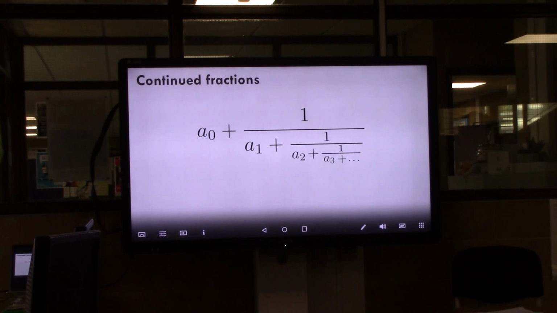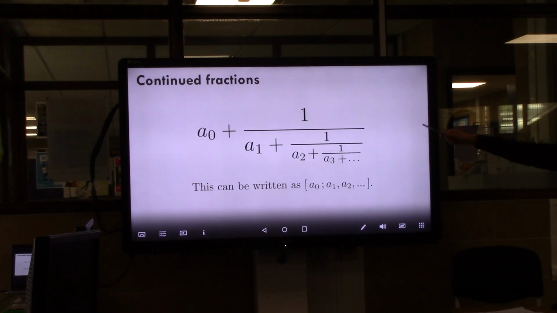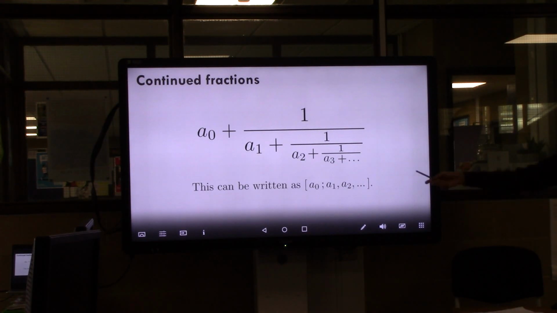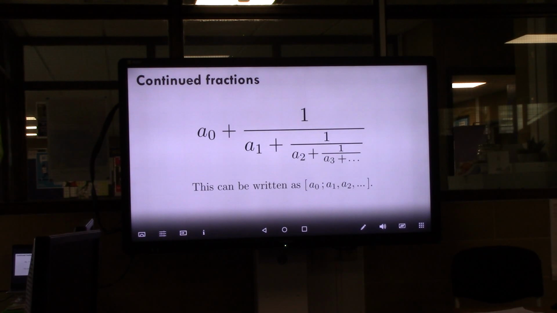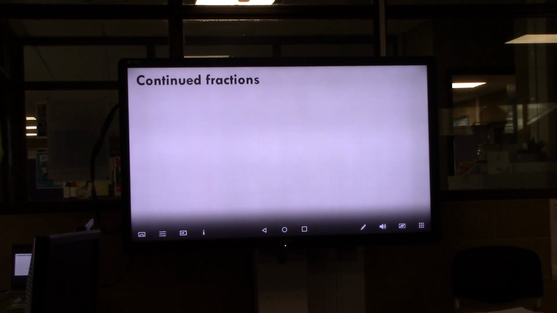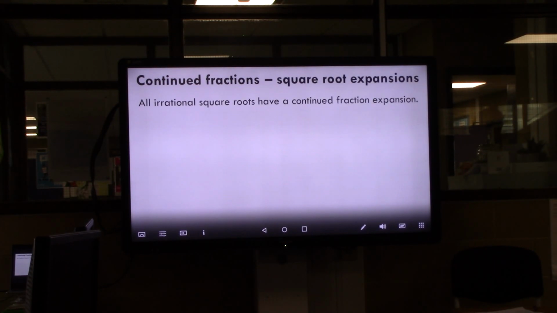So this is an example of a continued fraction here, and a little bit of notation. We can write this continued fraction using square brackets and with a semicolon, so that A0 represents the non-fractional part, the integer part of the continued fraction. And we can say that all irrational square roots have a continued fraction expansion.